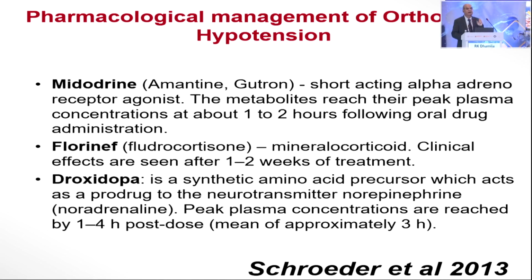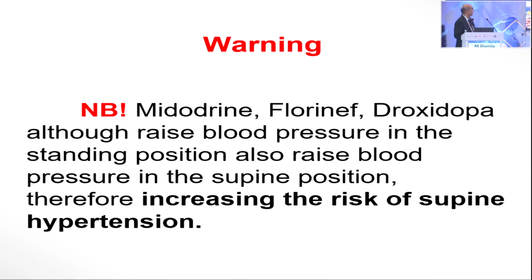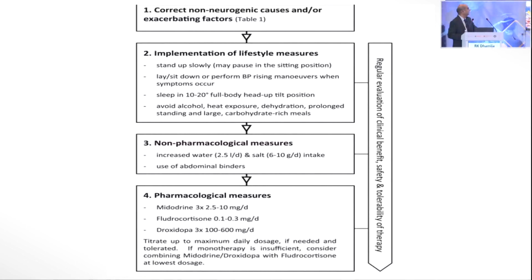The important message from here is that all patients with Parkinson's disease, particularly mild to moderate, going into advanced, should have a 24-hour ambulatory BP monitoring during the clinic visit at least once in 6 months, and screening BP monitoring lying down and standing in between the visits. Of course, as I said, these drugs can increase the blood pressure on standing, but also increase the risk of supine hypertension.